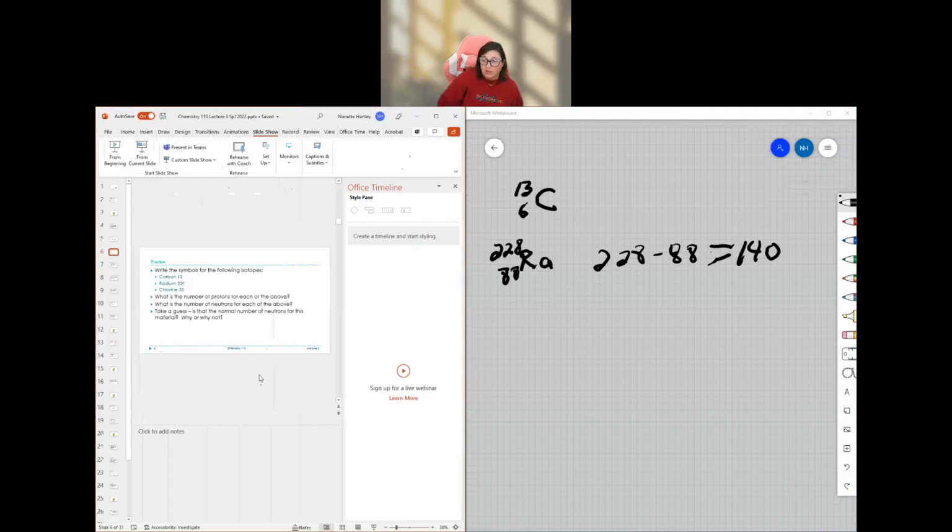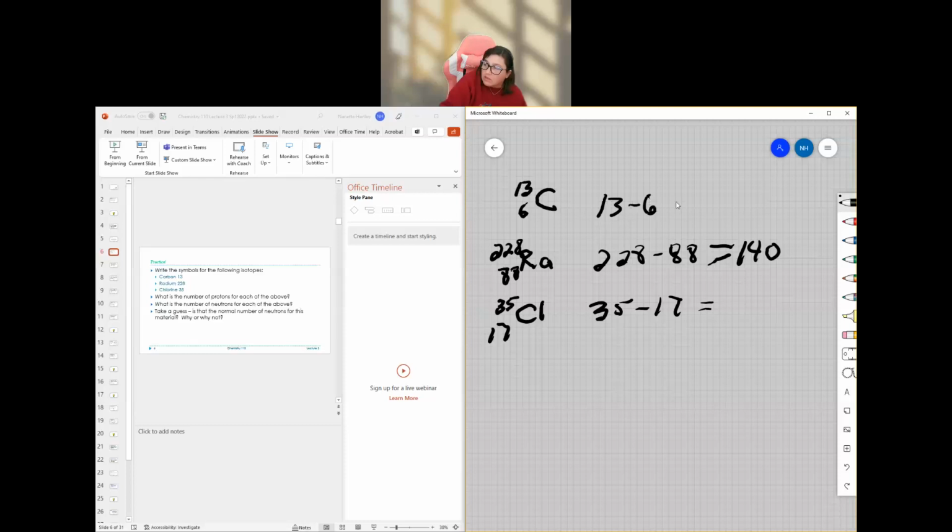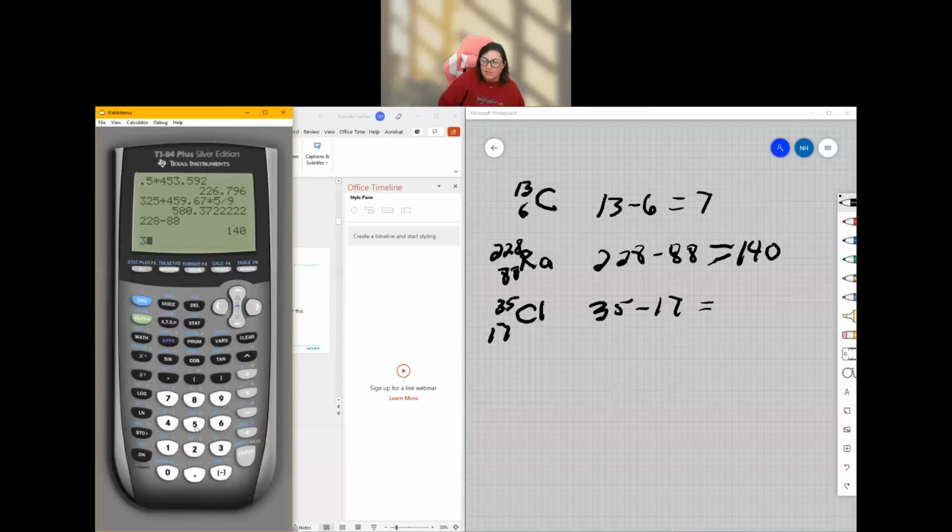What's the number of protons for each of the above? Oh, sorry, we haven't done chlorine-35 yet. So chlorine is Cl. We know that this is 35 because that's what they gave us. And I know that chlorine's atomic number is 17. So 35 minus 17 equals, and 13 minus 6, that one's 7. I can do that one in my head. Yay, I can do some things. 35 minus 17, 18. I could attempt to do this in my head and get it wrong, but I don't want to do that to you.